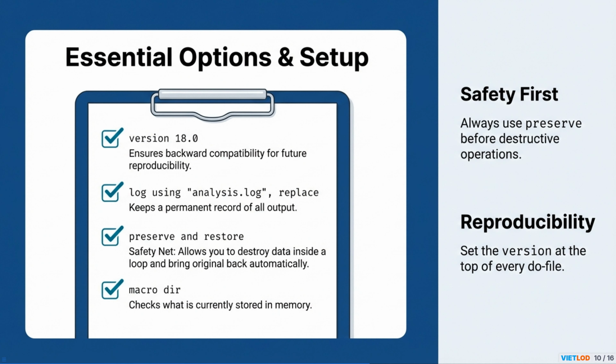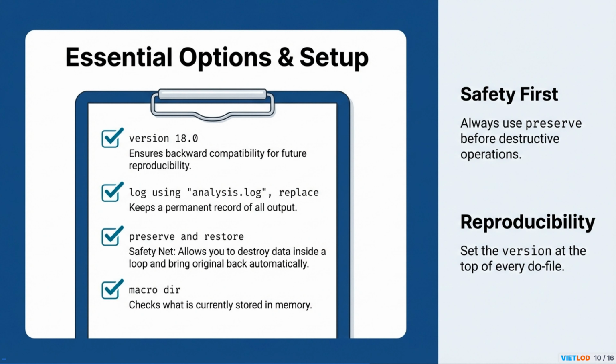For debugging, the set trace on command provides X-ray vision into your loops, showing each step of execution. Additionally, using display commands inside your loops can help you track progress and identify where errors might be occurring. Always start your do file with a version command. This ensures that your code will run correctly on future versions of Stata, guaranteeing reproducibility. Use log using to create a permanent record of all your commands and their output. This is invaluable for auditing and sharing your work.